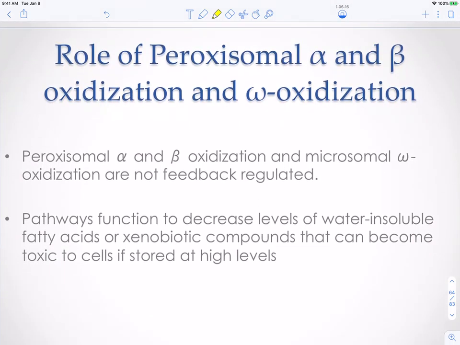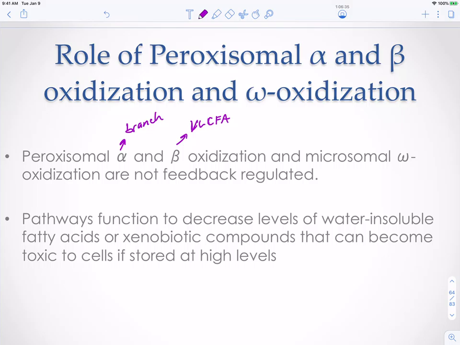So what is the role of peroxisomal alpha and beta oxidation? Well, alpha is going to be for your branched chain. So all your branched chains have to go through alpha. Your beta is going to be for your very long chain.